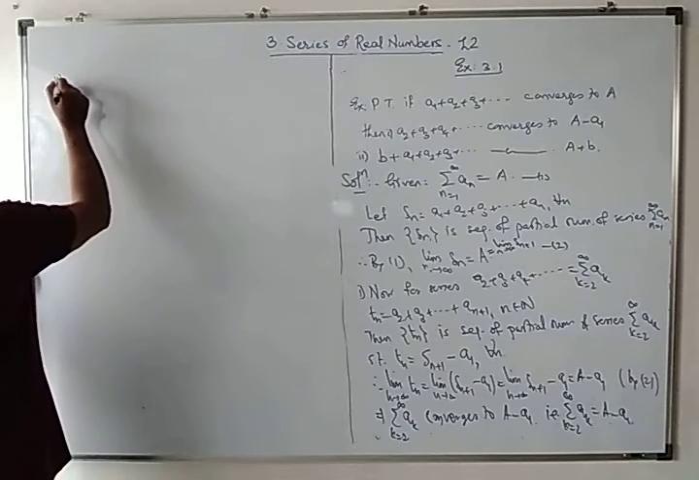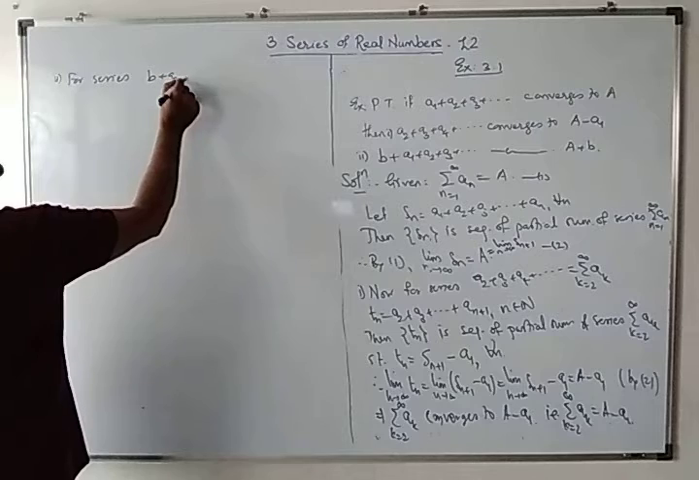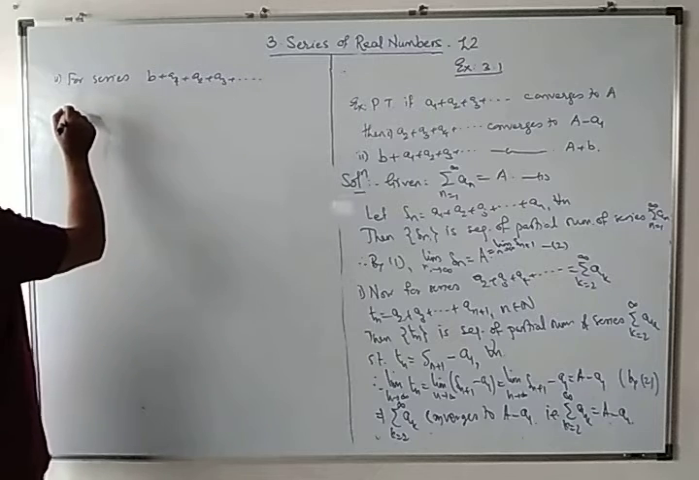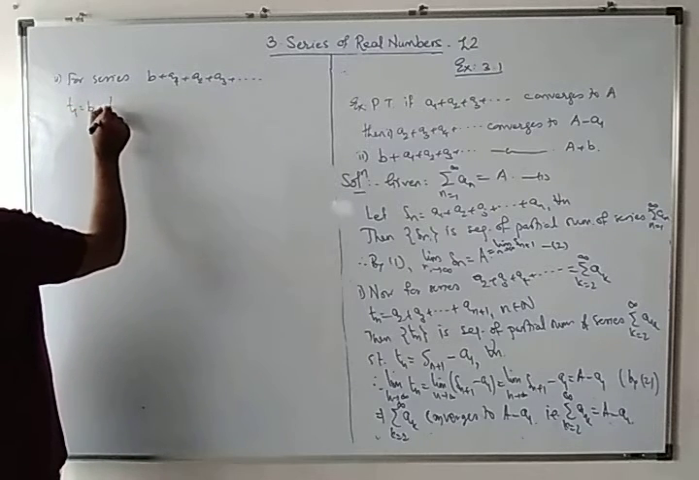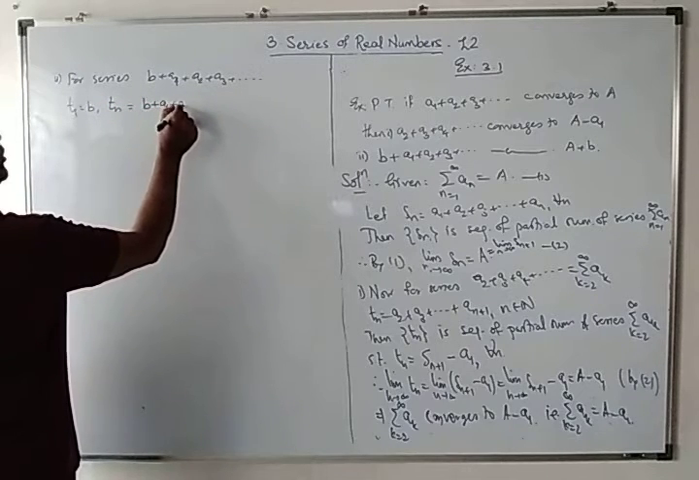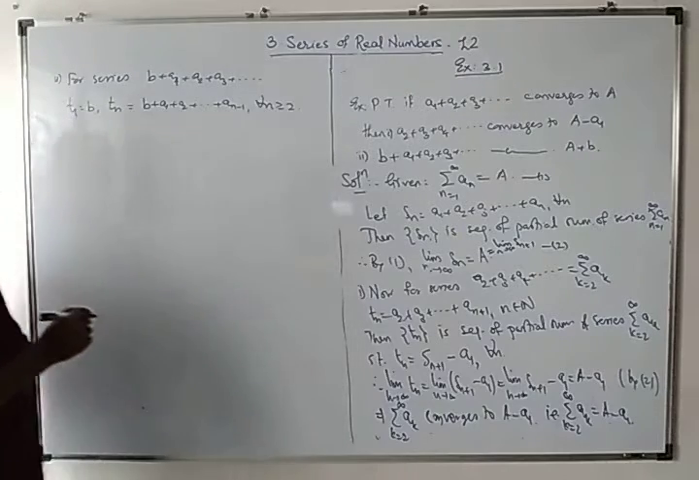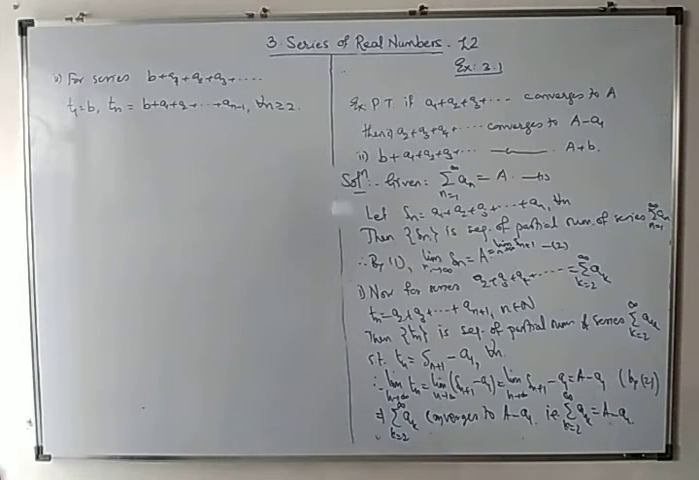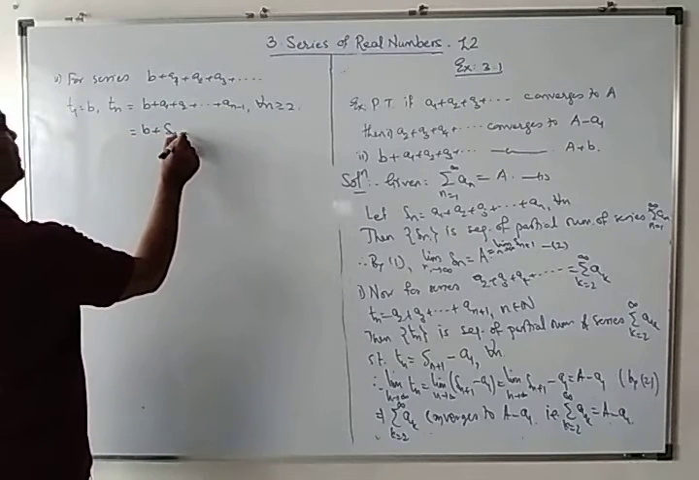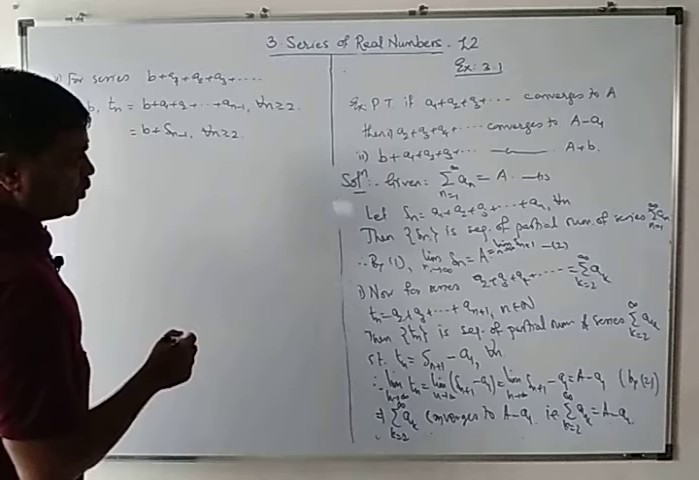Second, for the series b plus a1 plus a2 plus a3 plus dot etc., T1 is equal to b, and Tn is equal to b plus a1 plus a2 plus dot up to an minus 1 for every n greater or equal to 2, which is equal to b plus Sn minus 1 for every n greater or equal to 2.